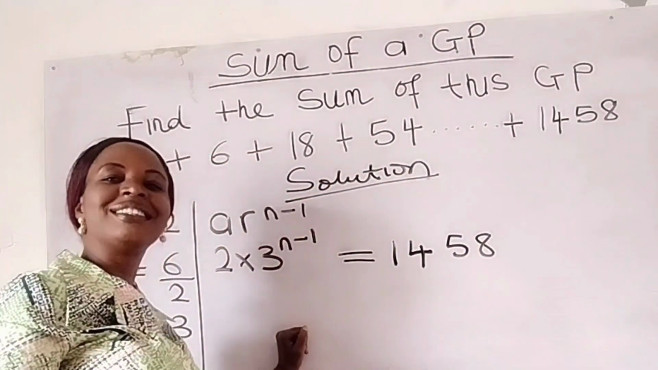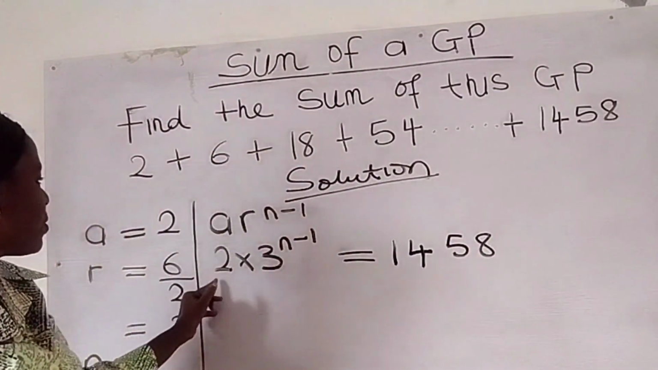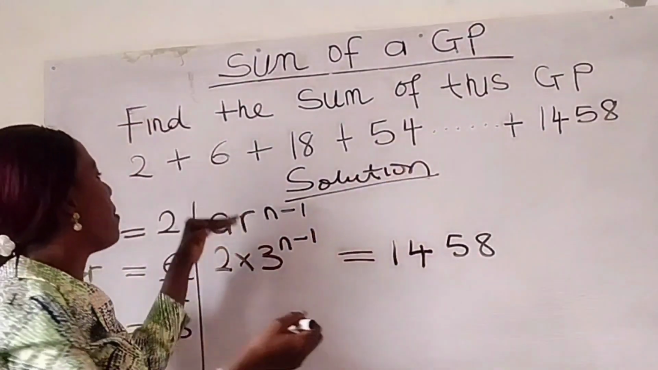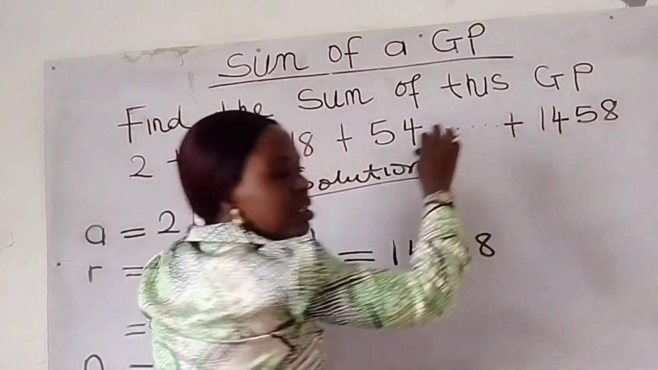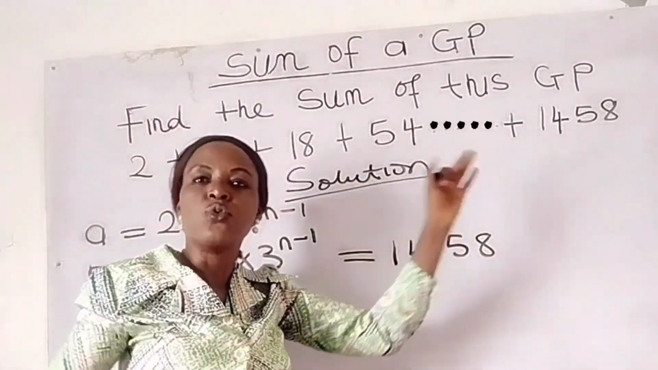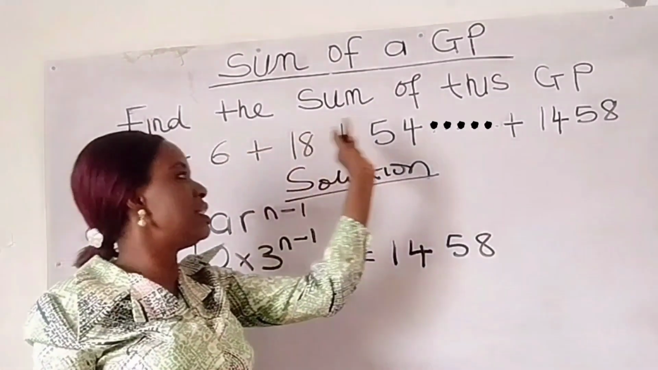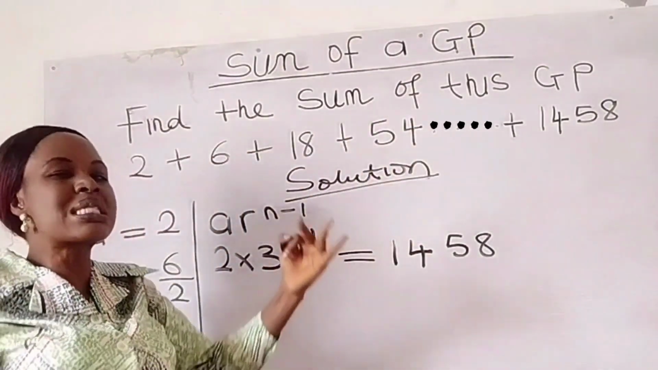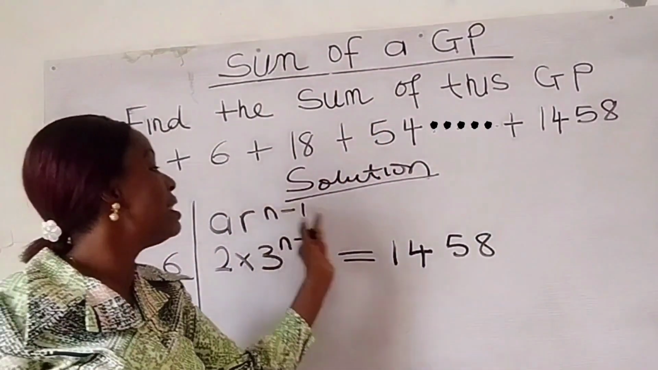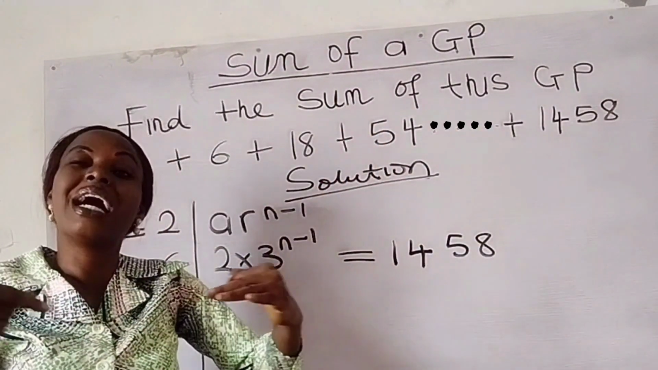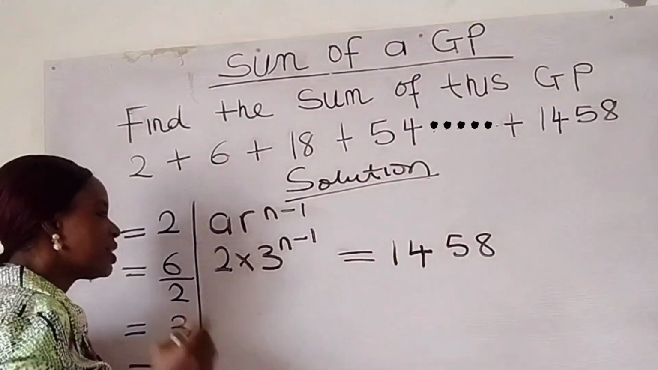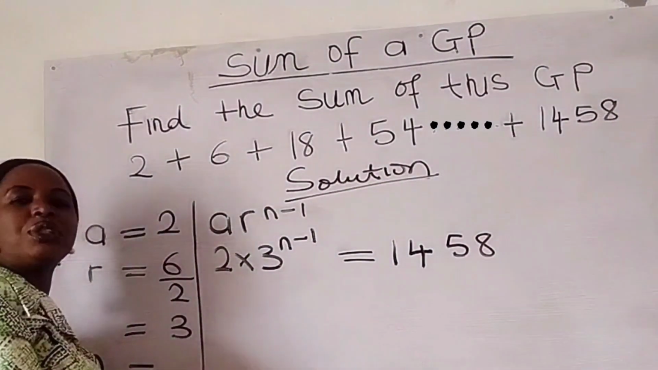I hope you are following. We use the value of the first term and the value of the last term so that we know how many numbers this GP actually contains, because some of the terms are not given to us. When we know how many numbers the GP contains, it will be easy for us to sum up the numbers in the GP using the formula.